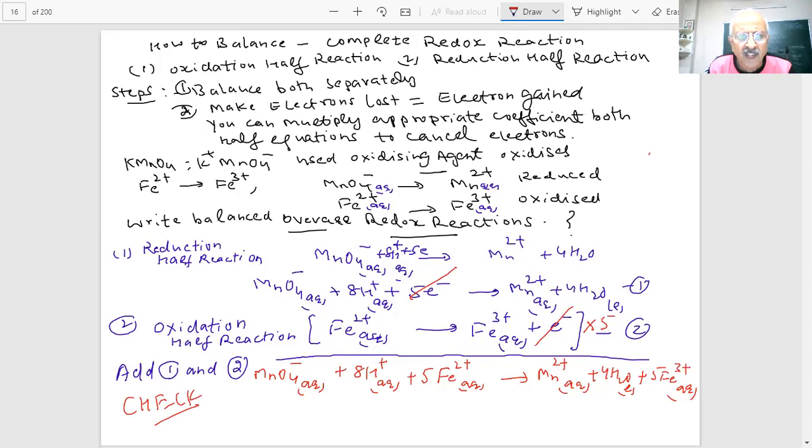Charges, how many charges are there on the left side? Minus 1, this is plus 8, and this is 5 into 2, plus 10. How much? Plus 17. How much is here? Plus 2, plus 5 into 3, 15. Plus 17. Both sides same charge. Yes, sir. Both sides same atoms. Therefore, our answer is correct.